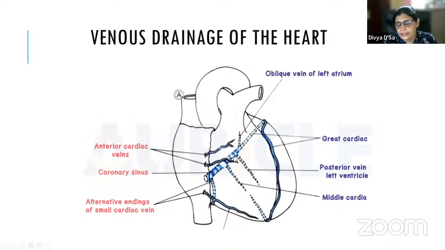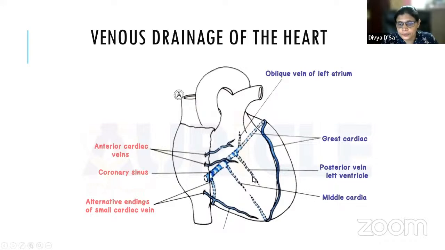The coronary sinus runs in the posterior atrioventricular groove, and it opens in the posterior wall of the right atrium through the coronary sinus opening. Here it is joined by different veins. One, as I told you already, is the great cardiac vein as well as the left marginal vein. The great cardiac vein drains the anterior part of the heart.